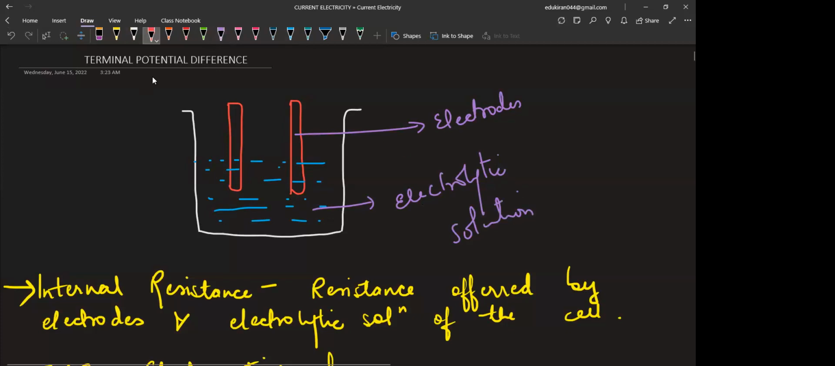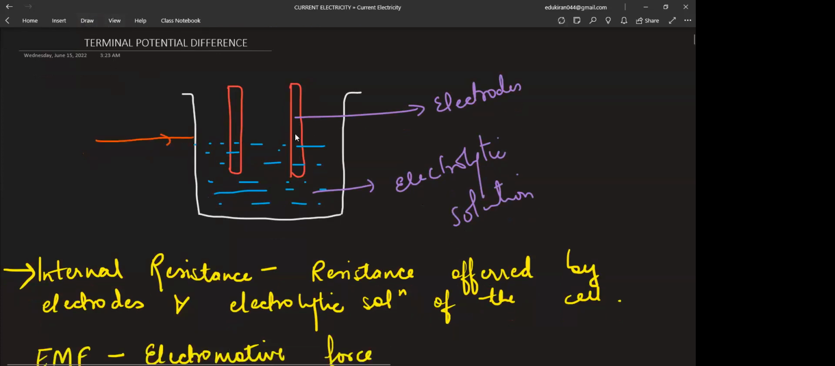Now, when the current comes and passes through these, there will be a resistance offered by the electrodes as well as the electrolytic solution. This is called the internal resistance, and it actually appears within the battery itself. This is not visible to us. The cell is present, and this is the internal resistance of the cell. Whatever resistance is offered by the electrodes and the electrolytic solution is called the internal resistance. Write it till here, then I'll start with EMF.